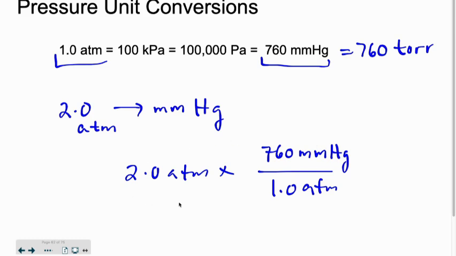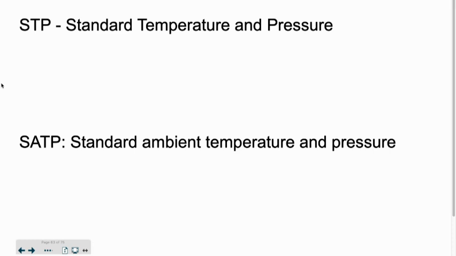Keep in mind that when you are converting between units, the unit that you want to convert to should always be in the numerator. And the unit that is in the question should always be in the denominator. You will cancel the atmospheres and then you will just multiply that by 2.